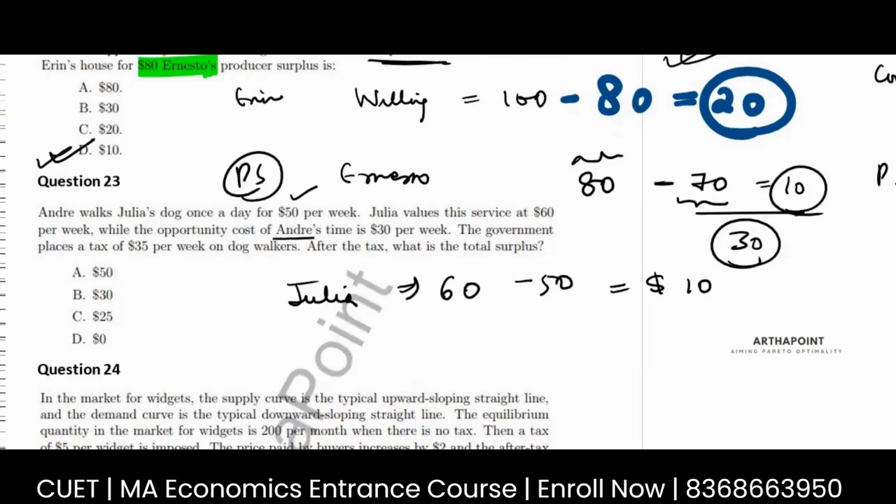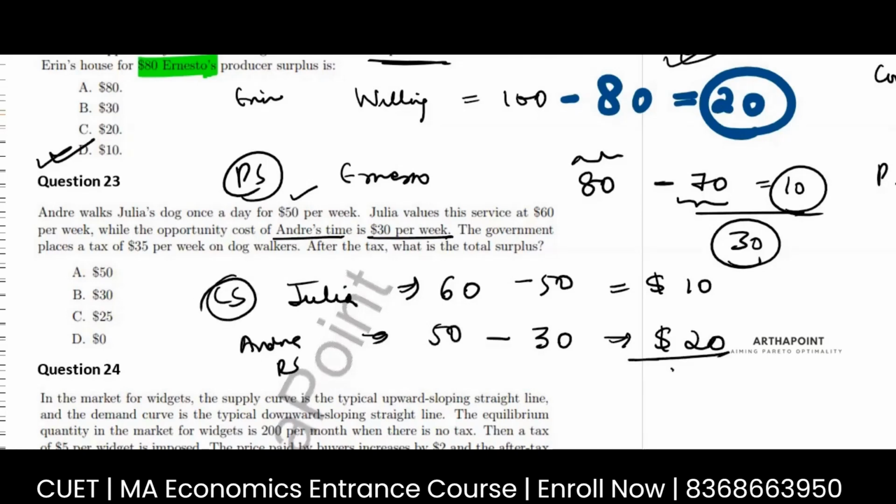While opportunity cost of Andrea's time is 30. So Andrea can work for 30 or more. She gets 50. So which means she makes 20 more. So this is Andrea. This is producer. This is consumer. Total surplus is 30.